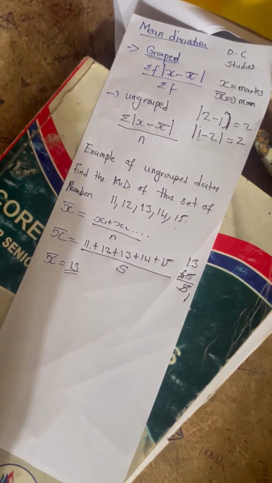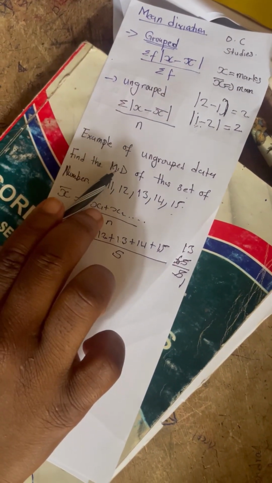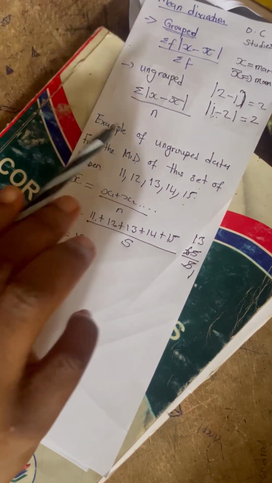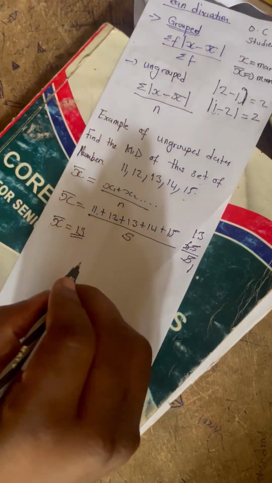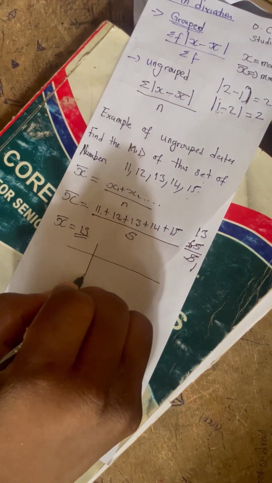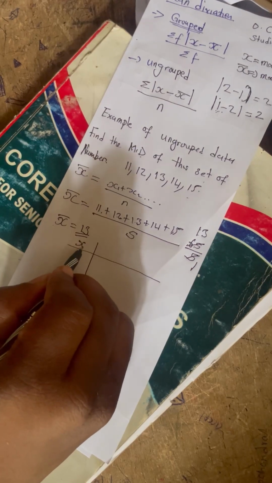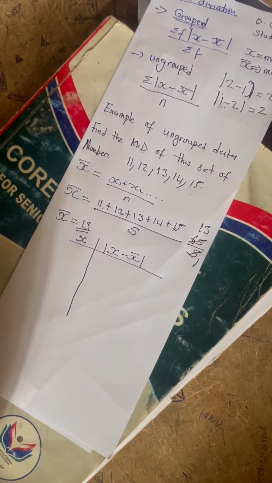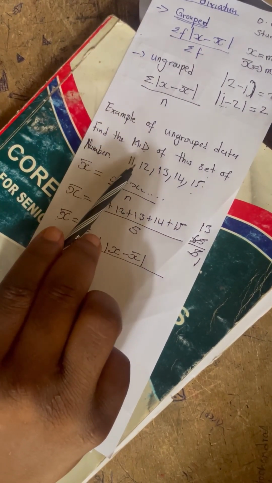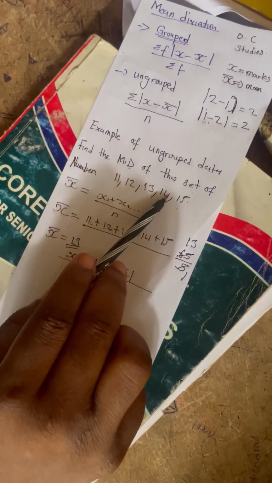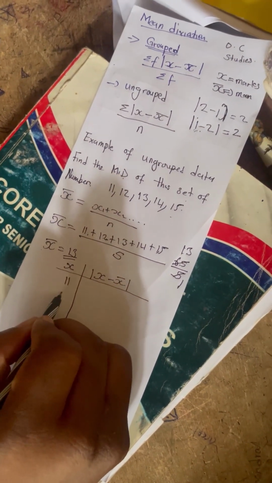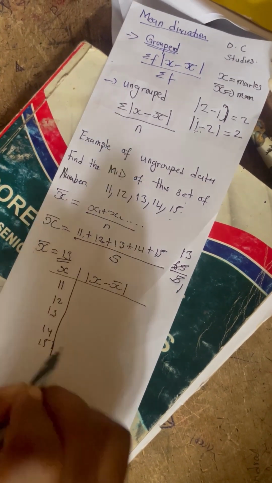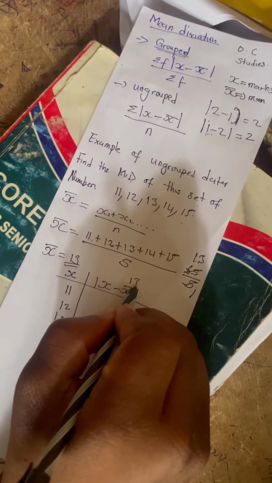Now we have found the mean. What are we to find? We are going to find the mean deviation. After knowing the mean, we will be able to find the mean deviation very easily. Now, first and foremost, what are we going to do? We draw our table. Here will be our x and here will be our absolute values of x minus x bar. You understand? What is our x? The x are the marks here: 11, 12, 13, 14, and 15. So we will write it here. Very simple. The mean is what? 13. We write it here, 13.